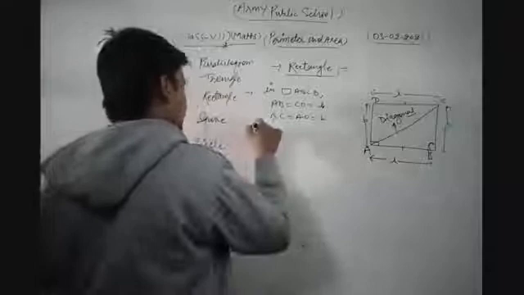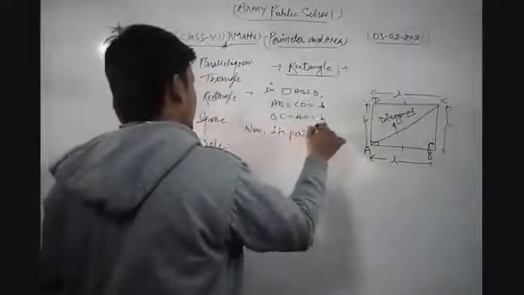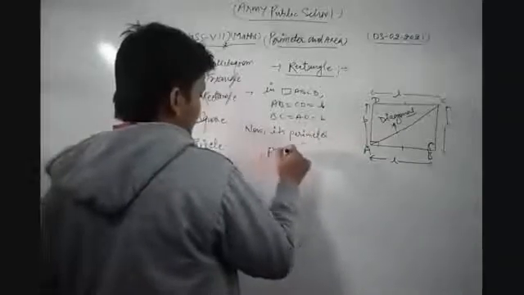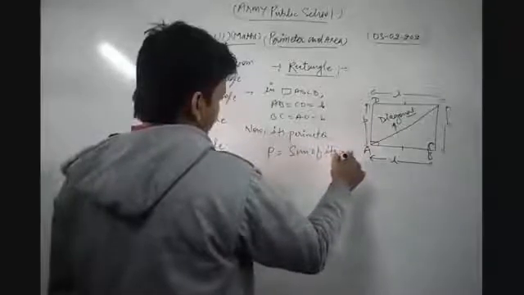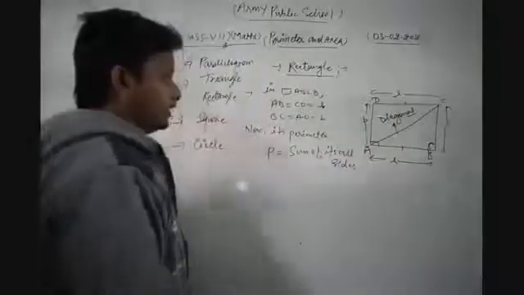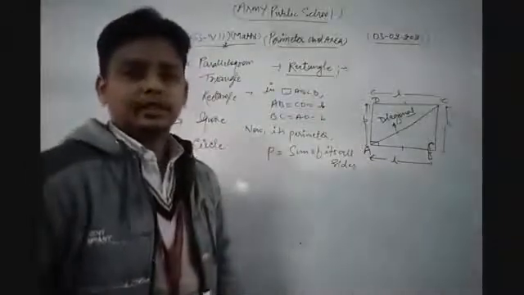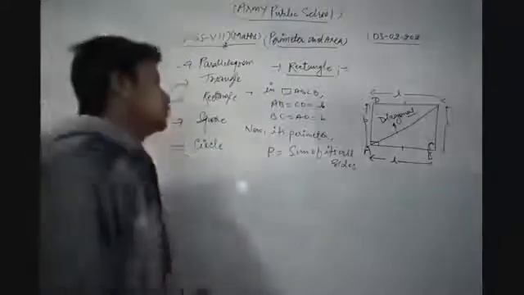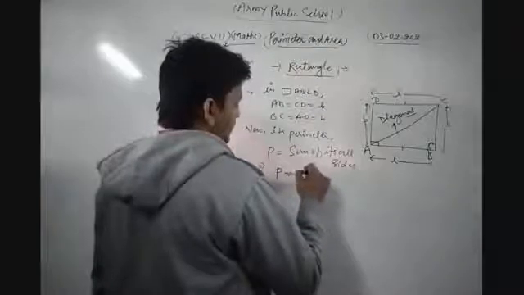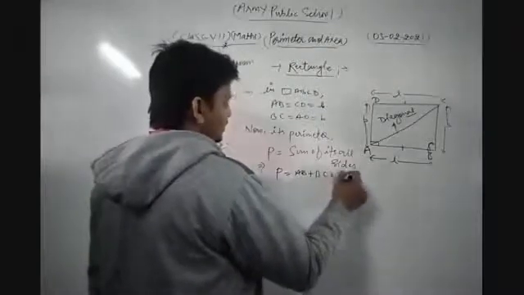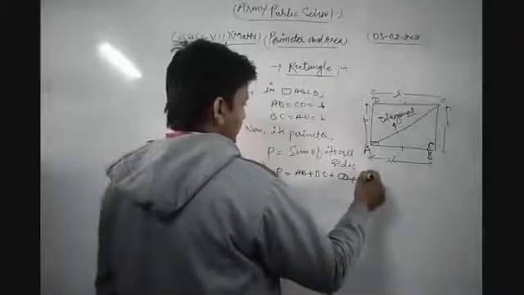Okay. Now, its perimeter P is equal to the sum of all its sides of the rectangle. The sum of all sides of any geometrical figure is called its perimeter. So the perimeter P is AB plus BC plus CD plus DA.